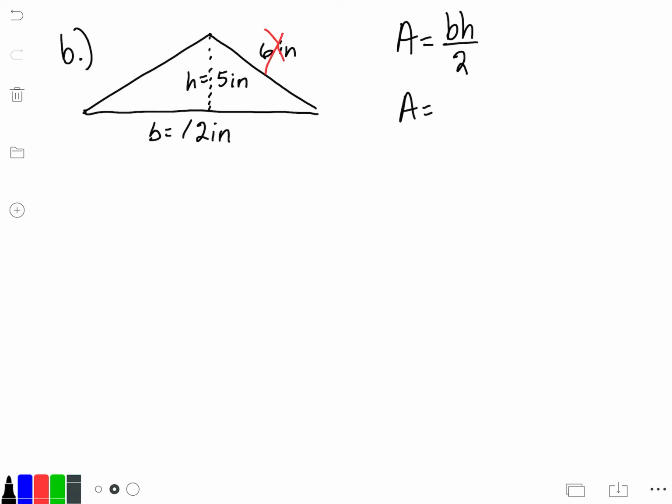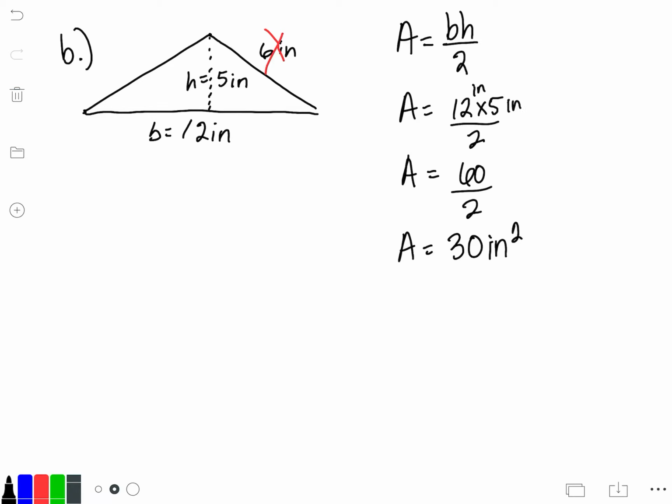So again, you're going to plug in 12 for the base, 5 for the height, and then because it's a triangle, you divide by 2. Make sure you do 12 times 5 first. That's 60. And then divide by 2, you've got 30. For your units, anytime you're calculating area, you need to square your units. So this will be inches squared. And the reason why is because you have 12 inches times 5 inches, and inches times inches would be inches squared. Or you can just memorize that every time you do area, you'll have square units at the end.